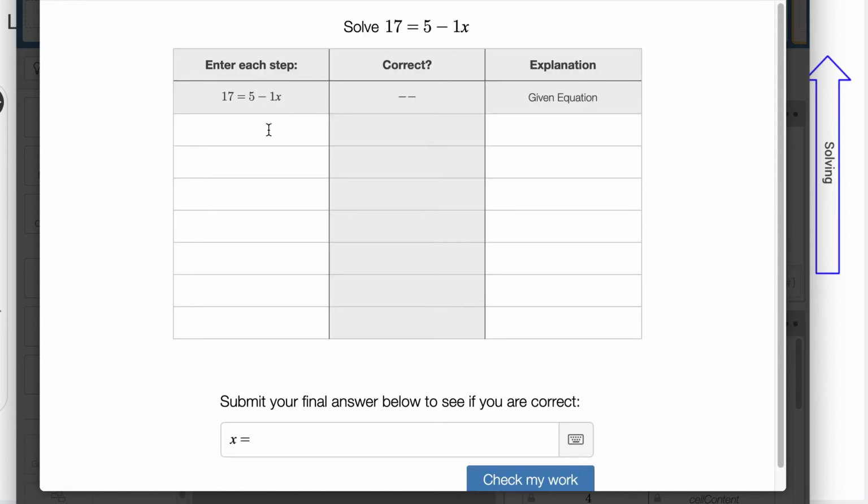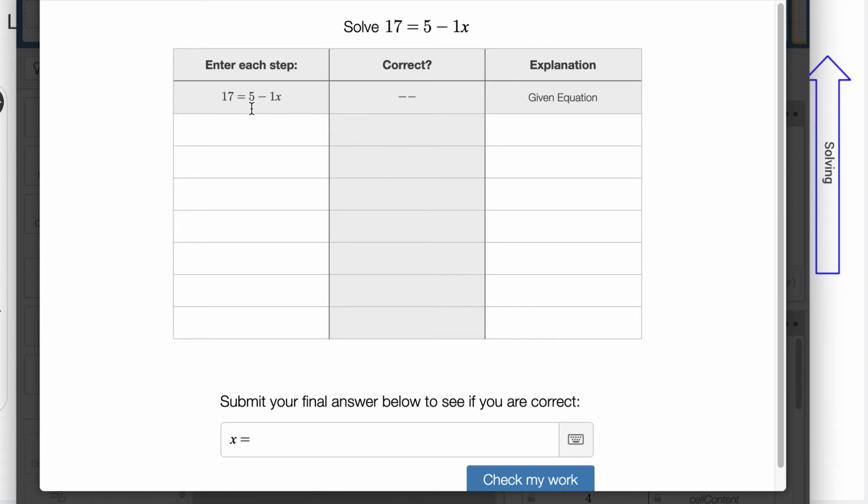17 equals 5 minus 1x. I'm going to go through this one pretty quick. So first thing I need to do is notice that x is being multiplied by -1. That's super, super tricky. And then there's this 5 that I have to get rid of. Remember, the negative belongs to the 1.